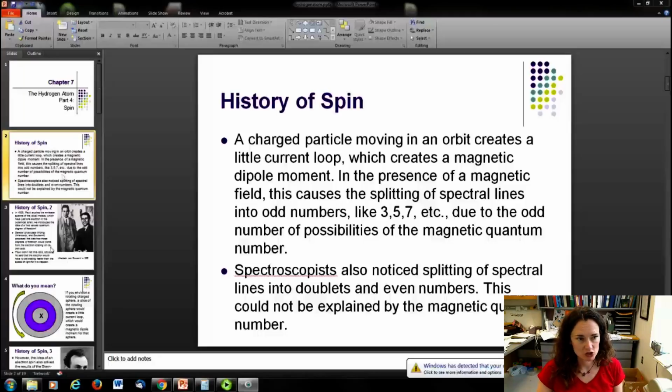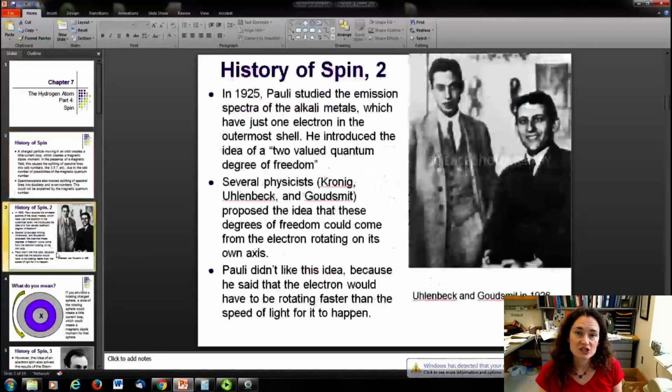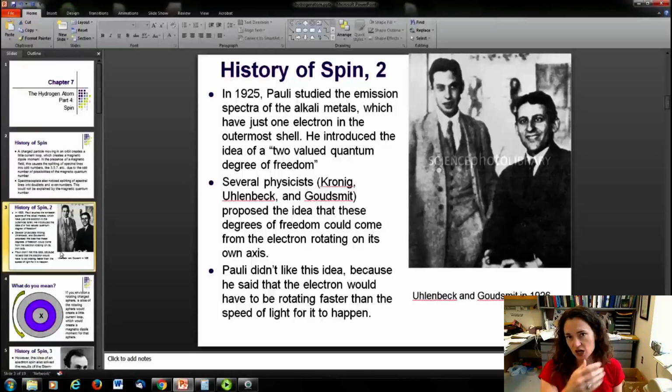And it was strange. Now, in 1925, Pauli was studying some of these emission spectra with the weird results. Specifically, he was studying the emission spectra of the alkali metals. That's the first column in the periodic table. These have just one electron in their outermost or valence shells. And he introduced the idea of a two-valued quantum degree of freedom. Now, he didn't call it spin.